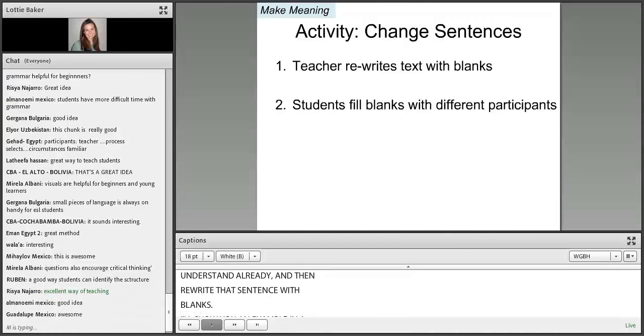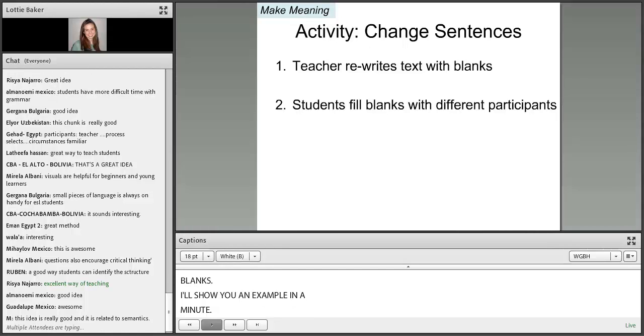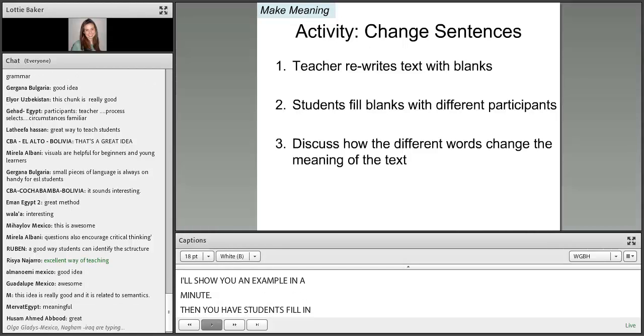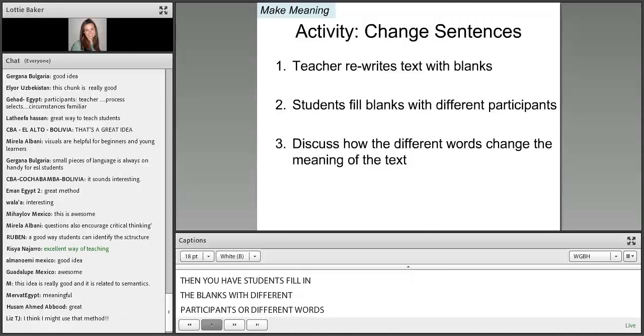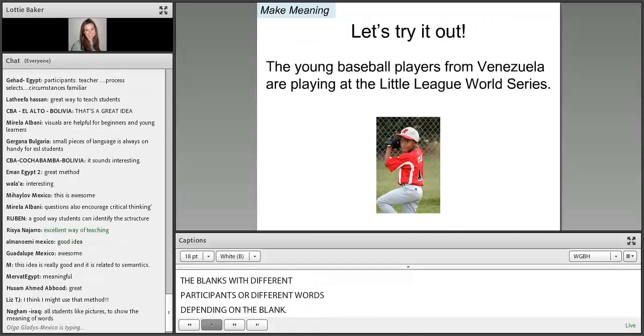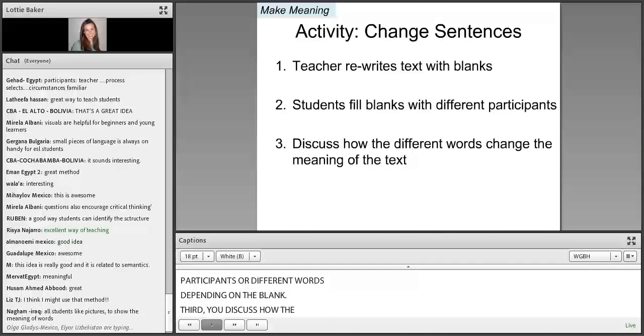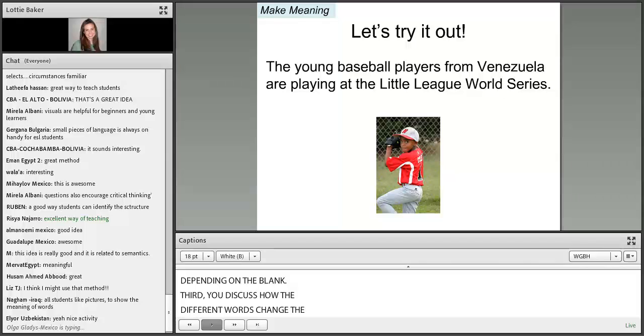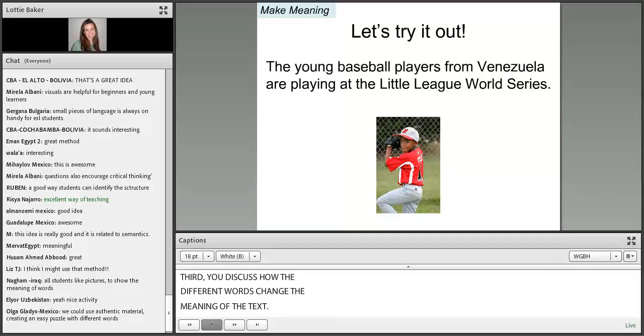Then you have students fill in the blanks with different participants or different words depending on the blank. Third, you discuss how the different words change the meaning of the text. Now let me show you an example. So here is a sentence. This sentence says, the young baseball players from Venezuela are playing at the Little League World Series.